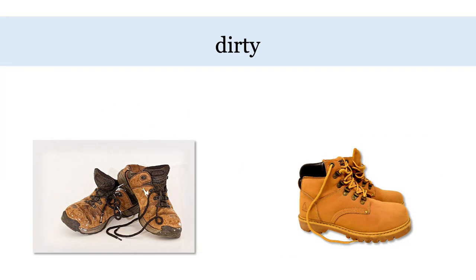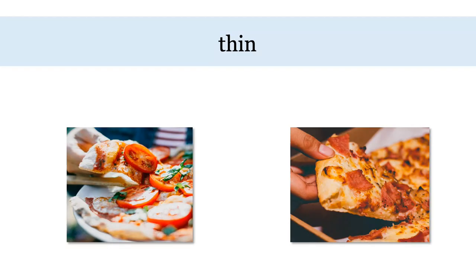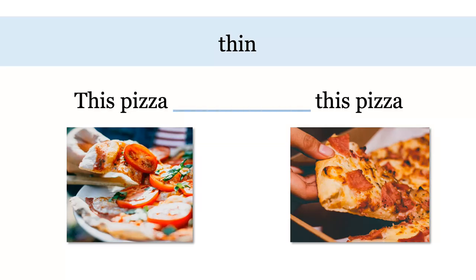Here, the adjective is dirty, and we have the shoes and the boots. Remember, dirty ends with a consonant and a Y. What goes here? The shoes are dirtier than the boots. Now the adjective is thin, and we are comparing pizza. This pizza and this pizza. What goes here? This pizza is thinner than this pizza. Did you remember to double the N?